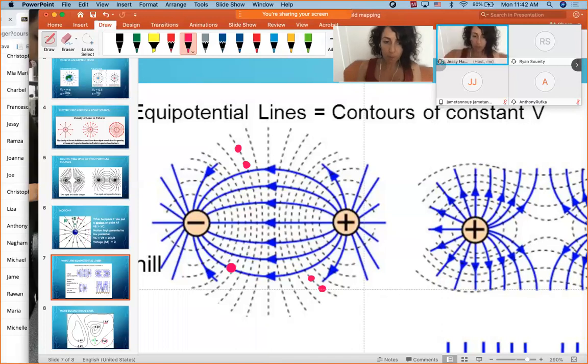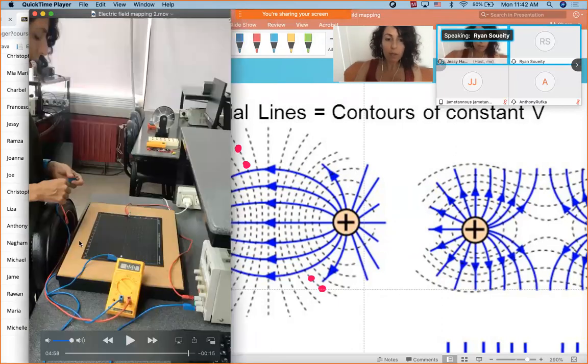I think that's it. Yes, Dr. Aya. Yes, please ask, Ryan. With the red banana plug, you're just moving on the axis that's linking the positive to the, and then with the blue, you're moving up and down.